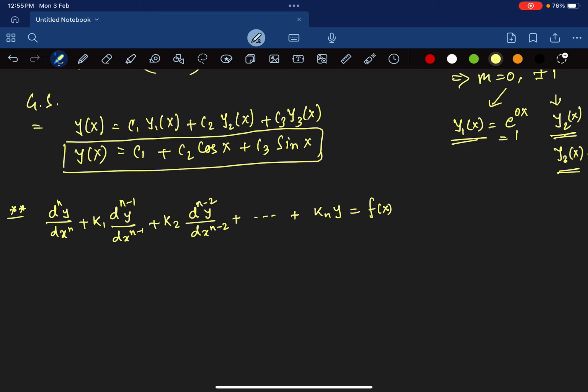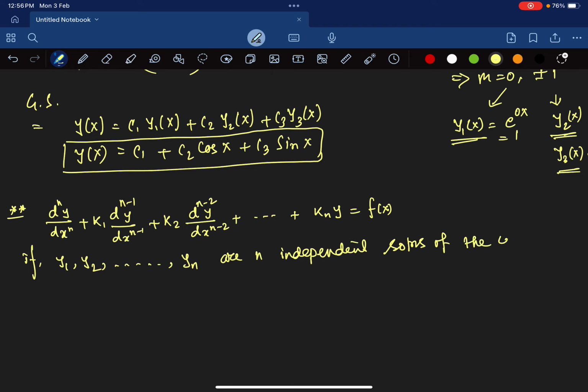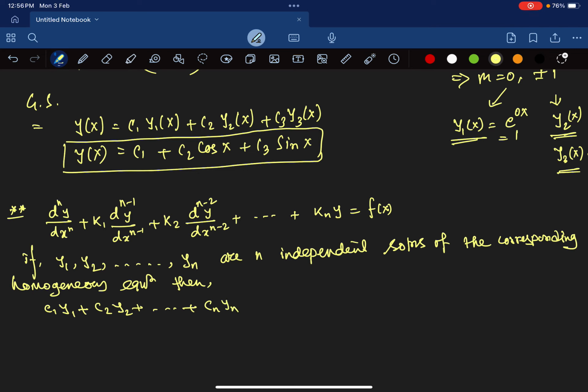Now, in this case, if y1, y2 up to yn, n independent solutions, are n independent solutions of the corresponding homogeneous equation, then c1 y1 + c2 y2 + ... + cn yn will be the complete solution for that corresponding homogeneous equation.